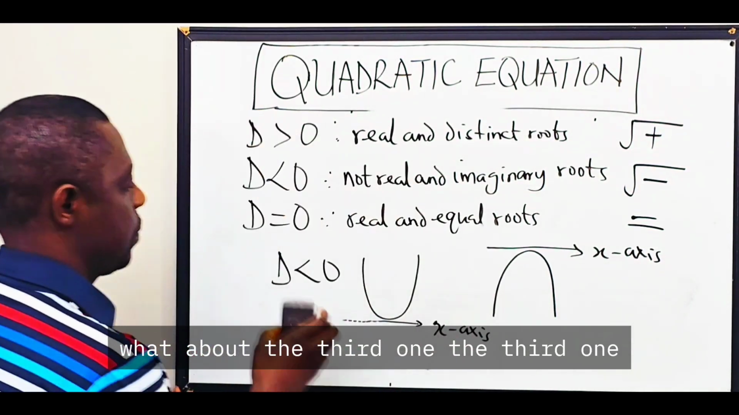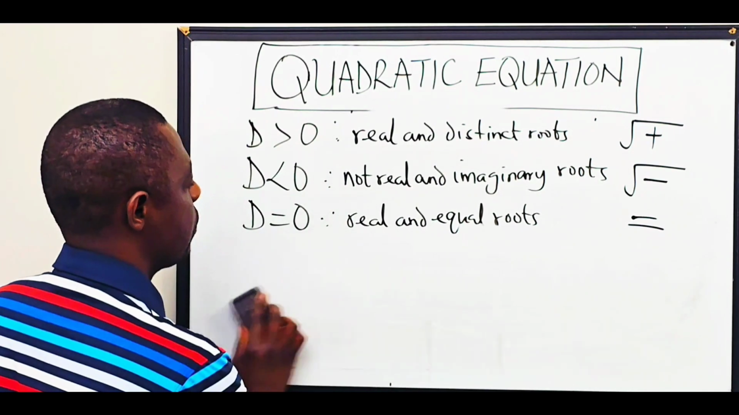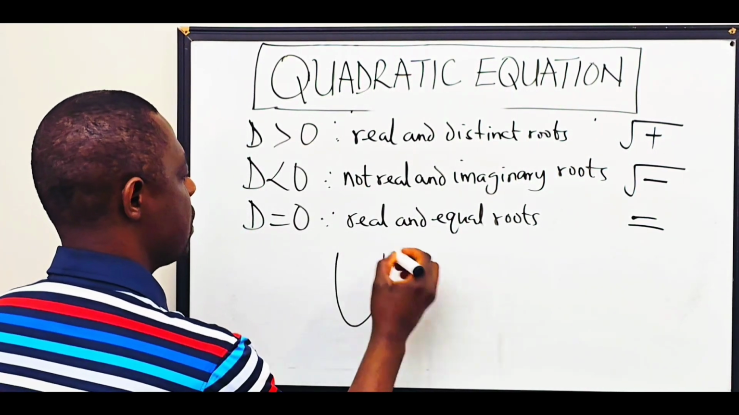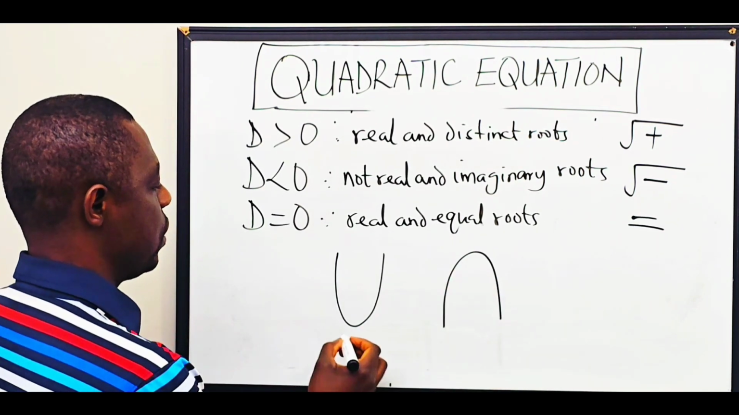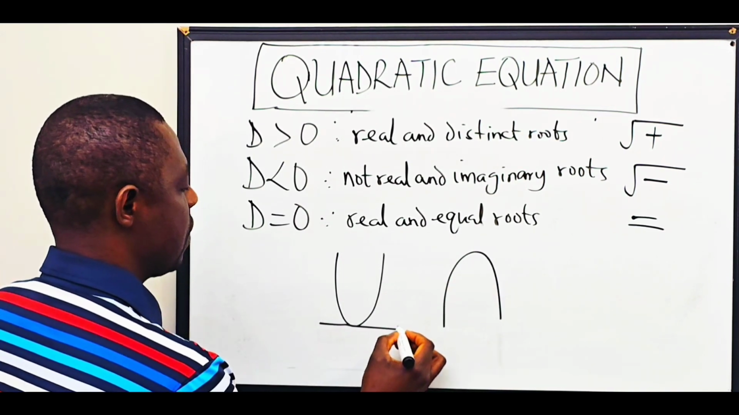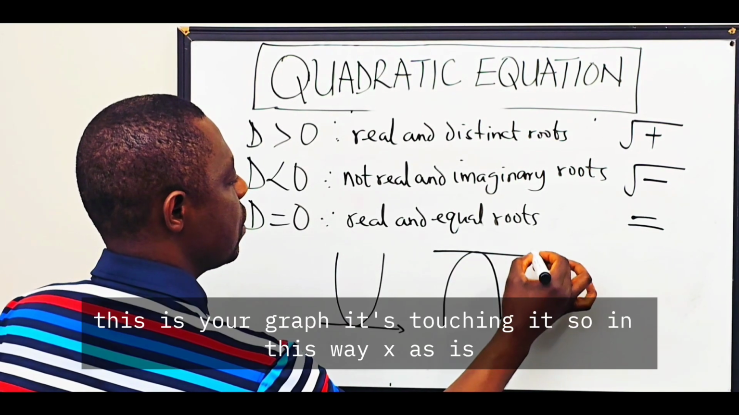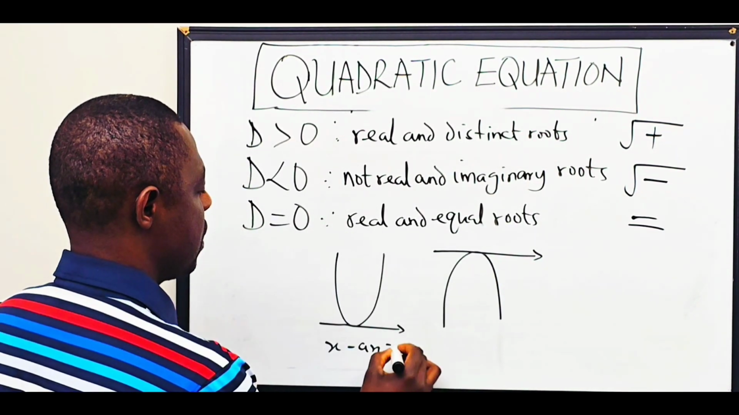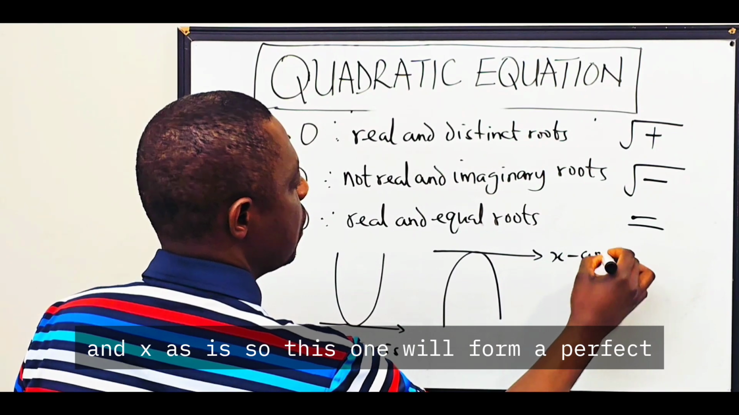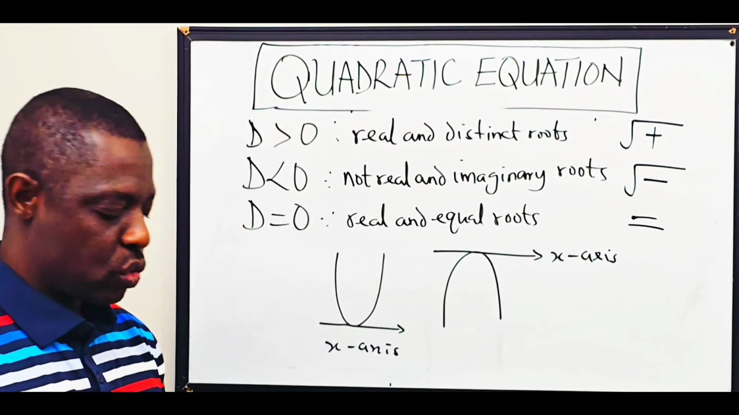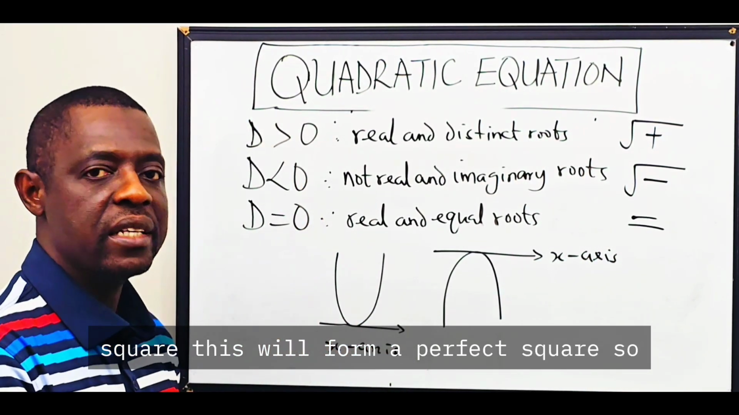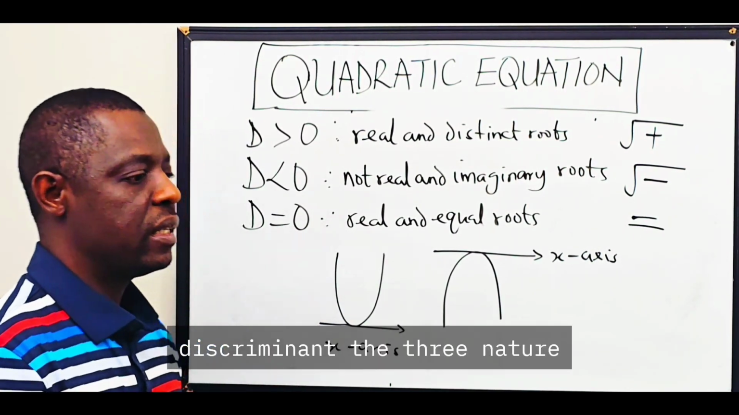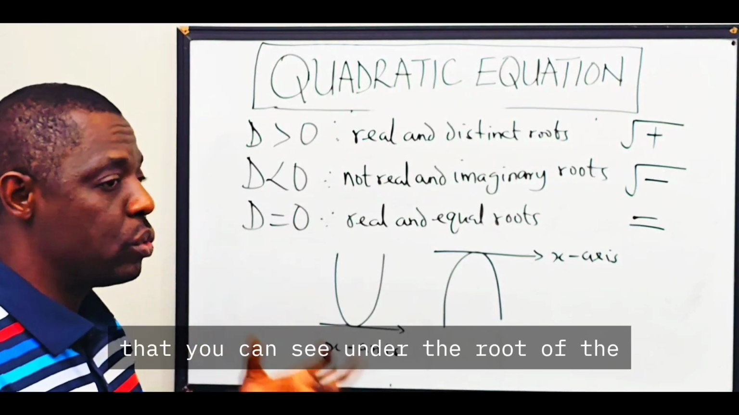So what about the third one? The third one, when d equals 0. So you will have this. When d equals 0, this is your graph. It's touching the x-axis. So this one will form a perfect square. So that's it. These are the three discriminant cases, the three natures that you can see under the roots of the quadratic equation.